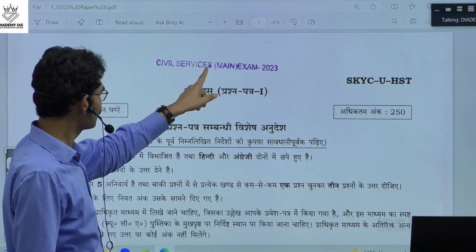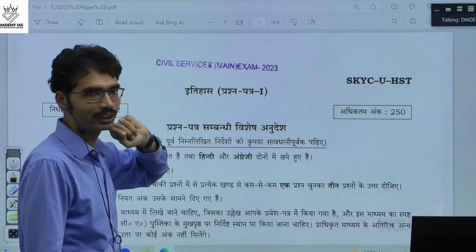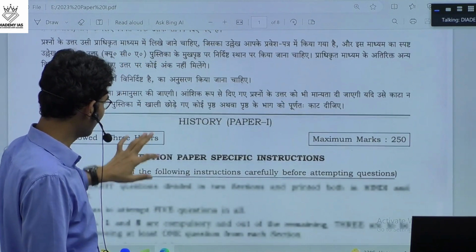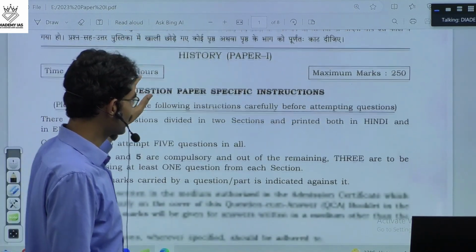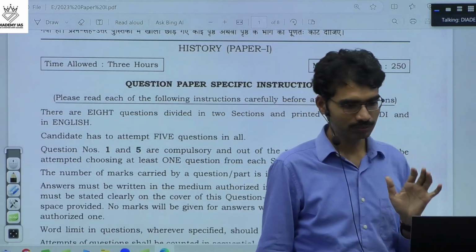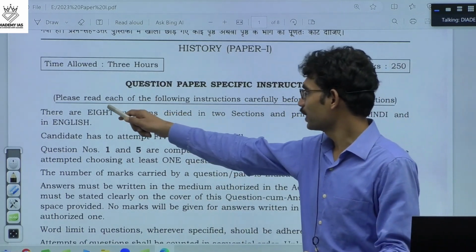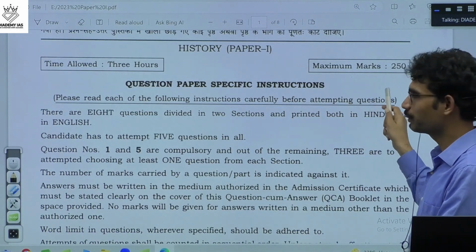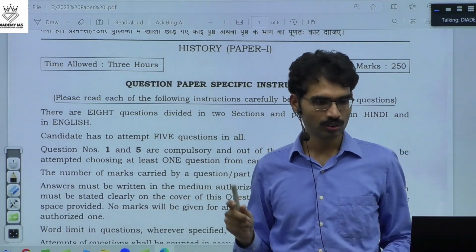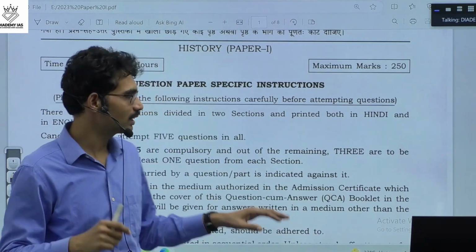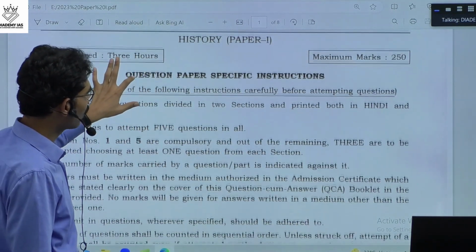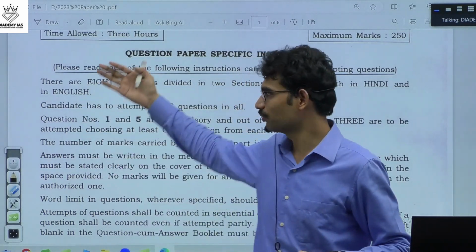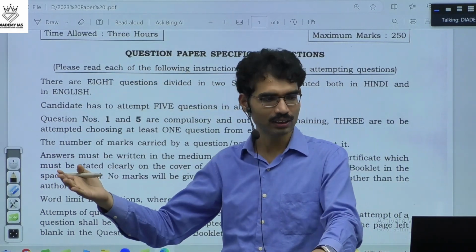You can see here Civil Services Main Exam 2023. Now this is how instructions will be given. Question paper specific instructions will be given to you. Please read each of the following instructions carefully before attempting a question. So here you should just have some idea of what the instructions are. These are common instructions. Just see, next year also it is going to be the same.